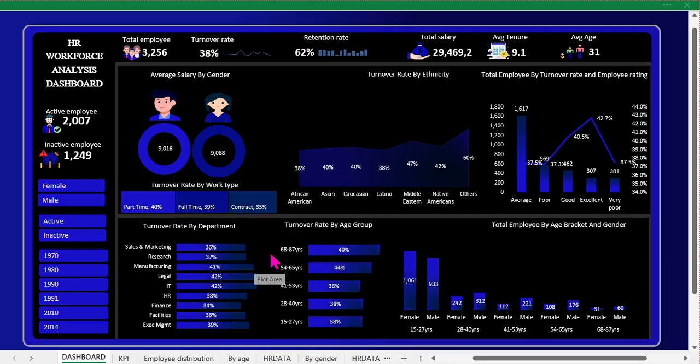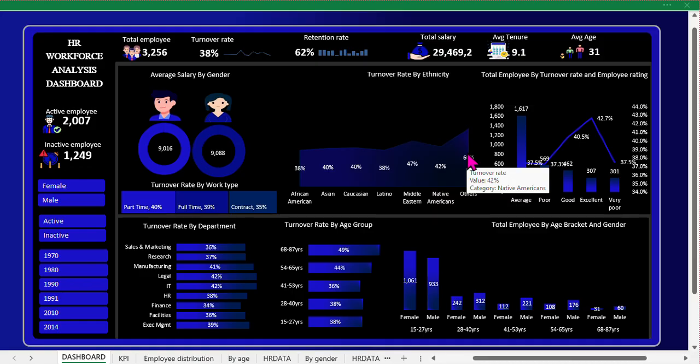We have another chart up here, turnover rate by ethnicity. The higher turnover rate here is among the other ethnicities. I think these are the minority ethnicities. The turnover rate there is 60%, higher than the other ones.